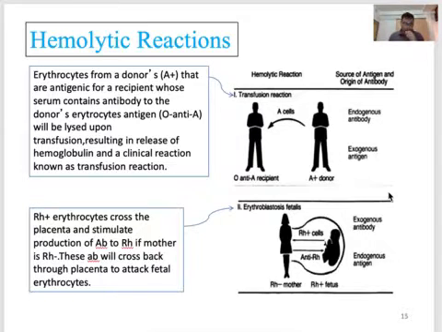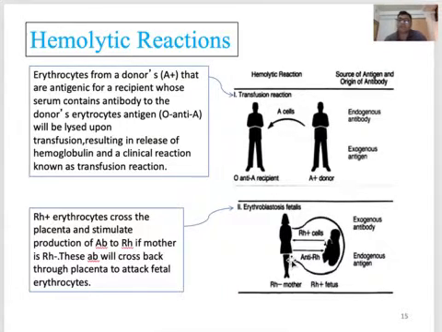So when can it occur? Imagine this scenario. Suppose an Rh negative mother gets pregnant, and the fetus is Rh positive. Mother is Rh negative and fetus is Rh positive. So what will happen in this case? As the fetus is Rh positive, that means it has Rh antigen. Some of the Rh antigen can cross the placenta into the mother's body. The mother is Rh negative, and Rh positive antigen is entering her body.